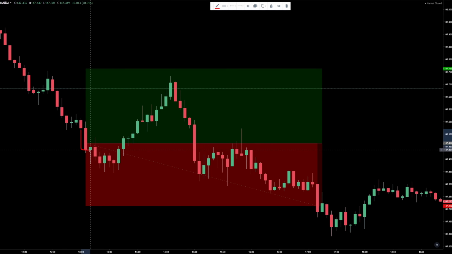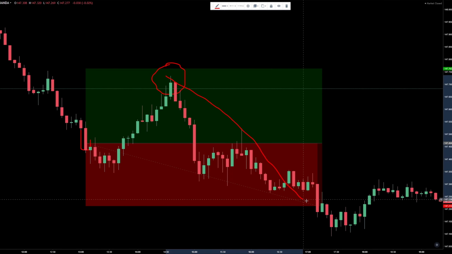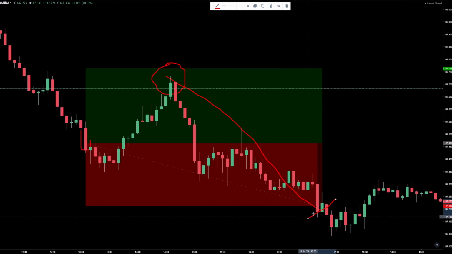The bot entered it, hoping for a bounce back up. It did get that initially, and quite unfortunate here that the price did come quite close to my take profit, but it turned around, carried on the other direction, and eventually was stopped out later that day.